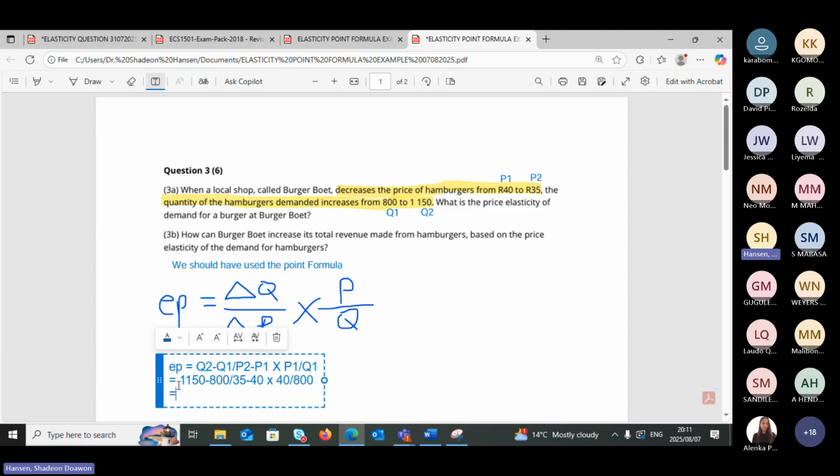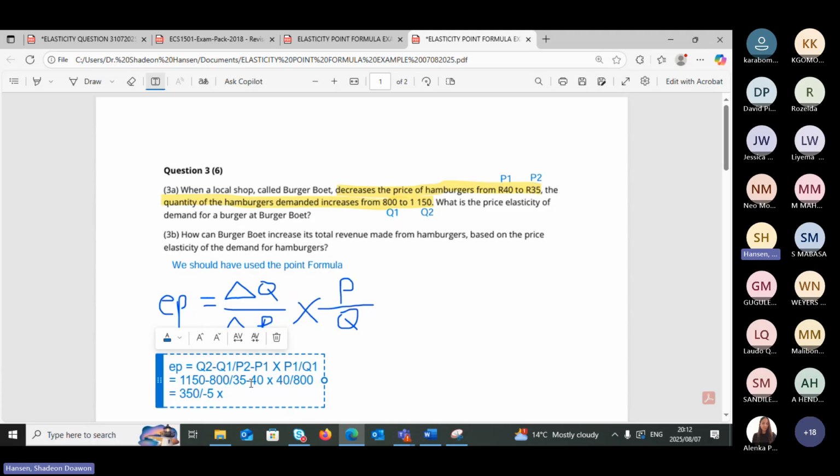1,150 minus 800, I think that is 350, am I correct? So it's 350. Where did we get the 350? We got the 350 from the 1,150 minus 800 over there. In case you were wondering, Shadian, where does the 350 come from? We divide that by 35 minus 40, students. 35 minus 40, that is, of course, negative 5.